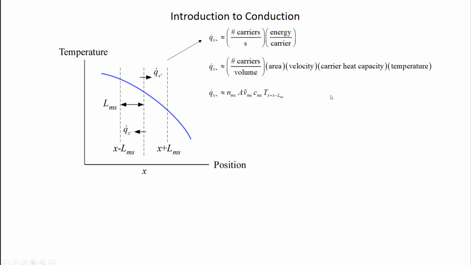So in terms of symbols, I have here that Q dot x in the positive direction is the number density, so n, little n, and then this ms just means microscale, right? So this is the number density of the energy carriers. The area, v with a little squiggle on it, is the velocity, so this is the velocity of the energy carriers. C is the heat capacity, and then T is the temperature, right? So this is just taking this equation here and writing it again in terms of these symbols, right?